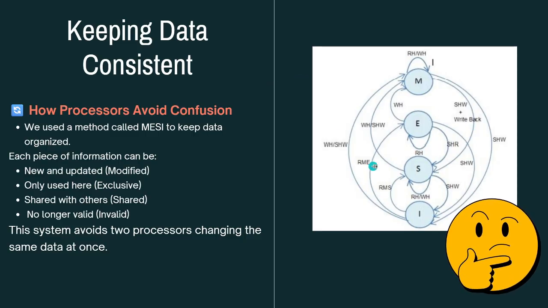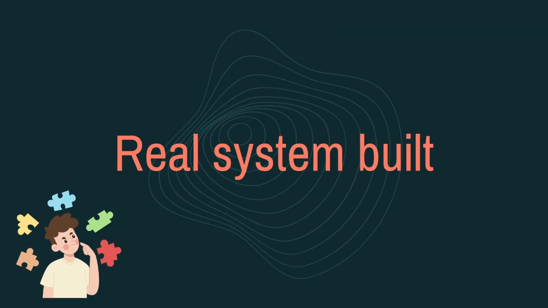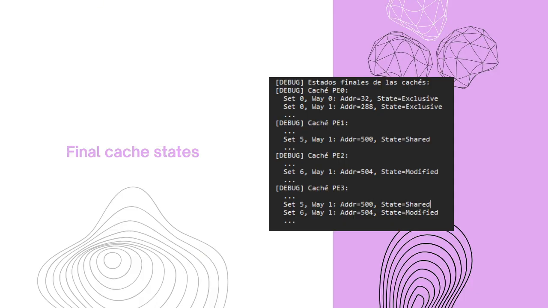We can see how the puzzle works here in this picture, which is kind of messy. But well, we just explained this briefly as an overview. Now we're going to see how the real system was built. Well, now let's quickly see a little bit of our results.